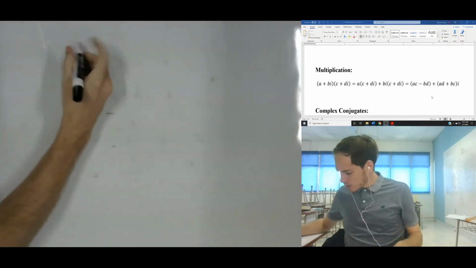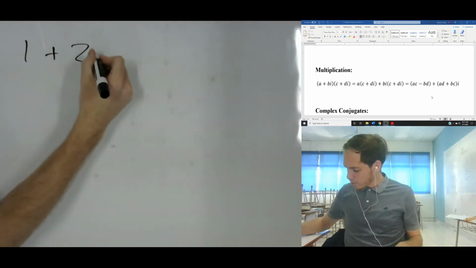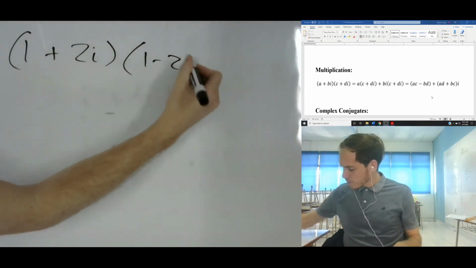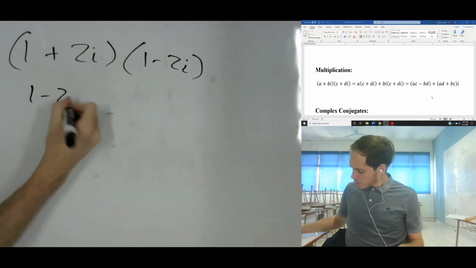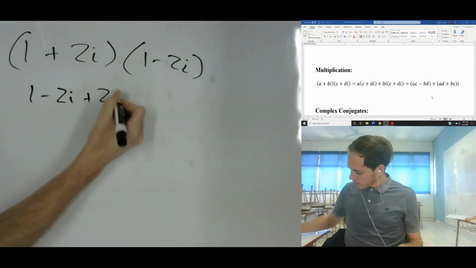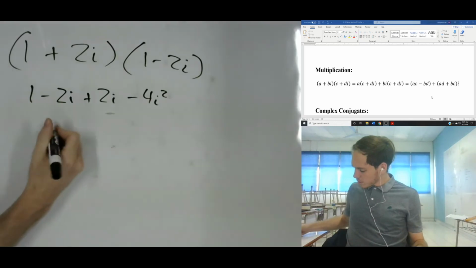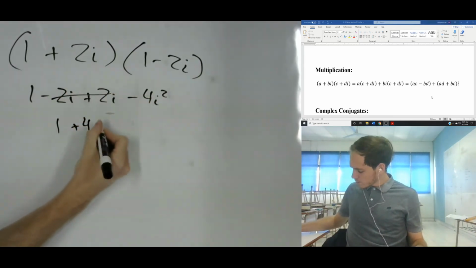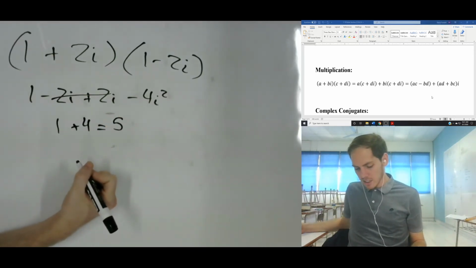Okay, let's go to division. Actually, what's the complex conjugate of 1 plus 2i? This is 1 plus 2i, then 1 minus 2i. If you multiply this together, you get 1 minus 2i plus 2i minus 4i squared. This becomes 1, these cancel, this would become plus 4. So our answer would be 5. That's how we find the complex conjugate and check it.